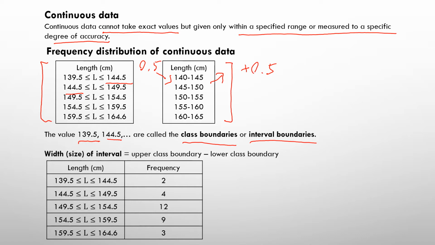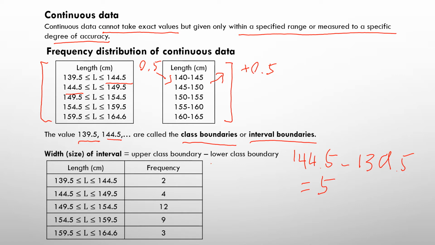So the width or the size of the interval, you can use upper class boundary minus lower class boundary. We take the first class as example. So we use 144.5 minus 139.5, and we get the answer 5. That means the range is 5. The class interval, the size of the interval, is 5.